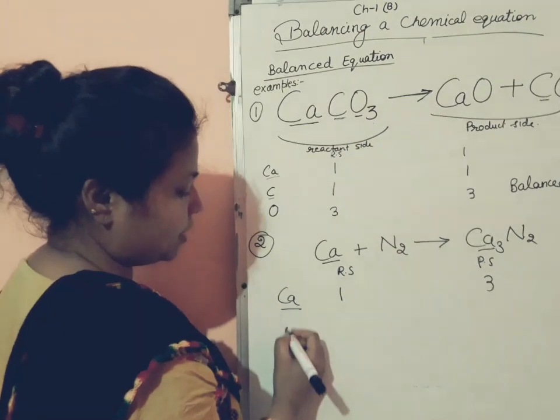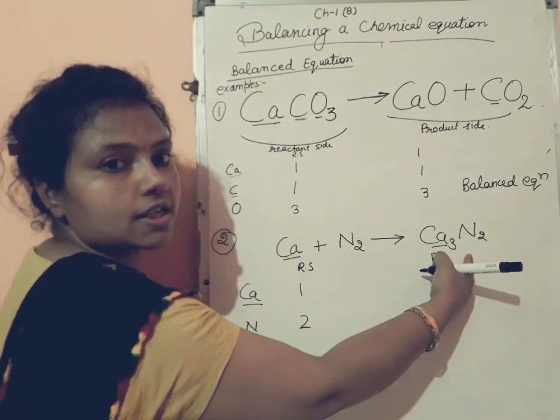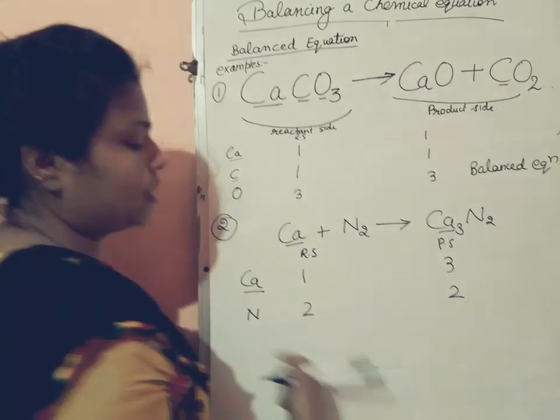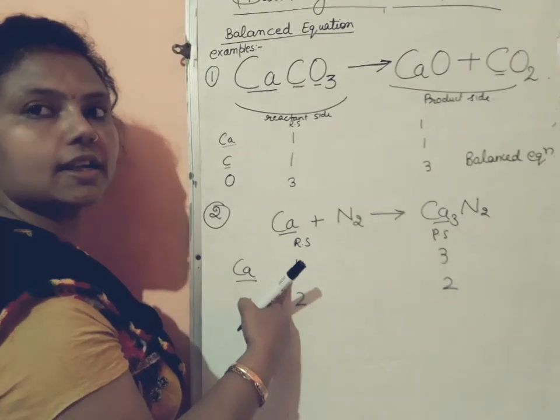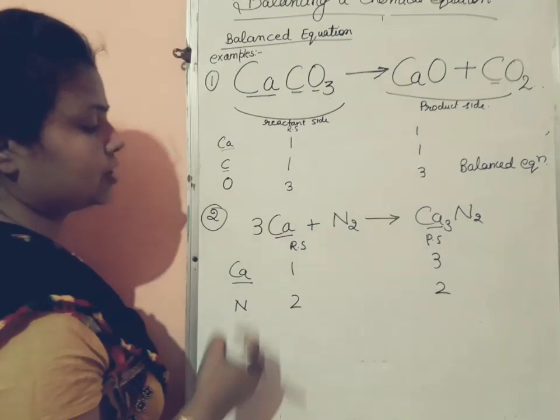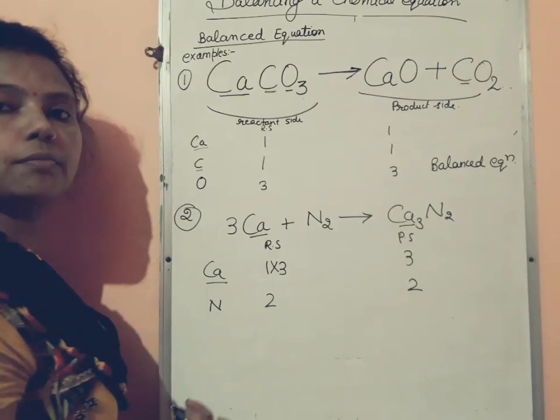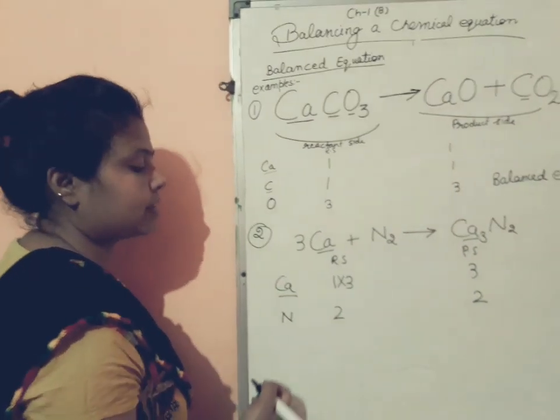Now the next element is nitrogen. How many nitrogens are there? 2. And on the product side, it is 2. Now it is not balanced because calcium on the reactant side is 1 and on the product side is 3. So we have to put 3 here. Now we will multiply, then they both become equal. Now it is a balanced chemical equation.